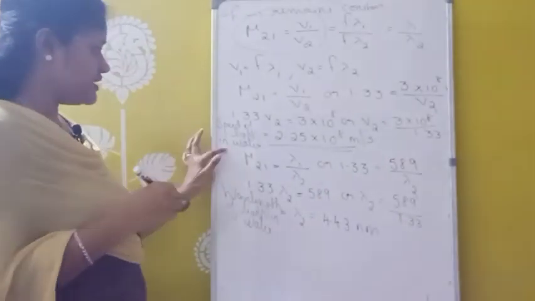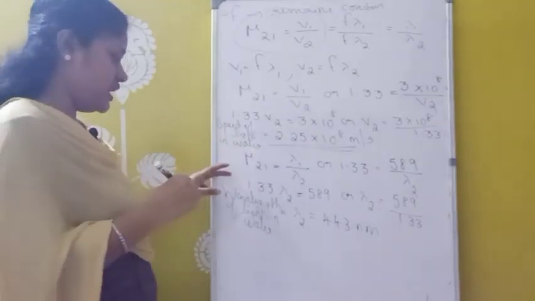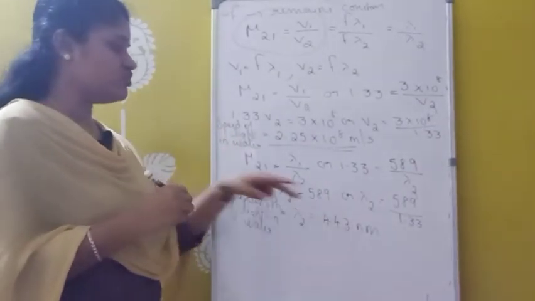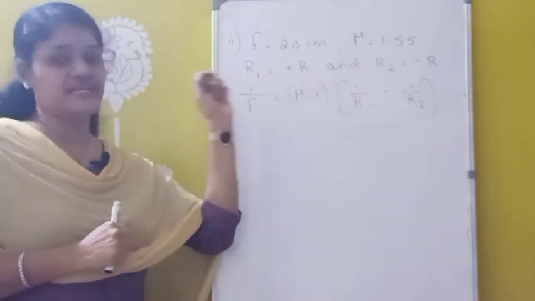But what about the speed of light in the second medium, that is water? 2.25 × 10^8 meter per second. And what about the wavelength? λ2 equals 443 nanometer. Now in the second part we have to find the radius of curvature.